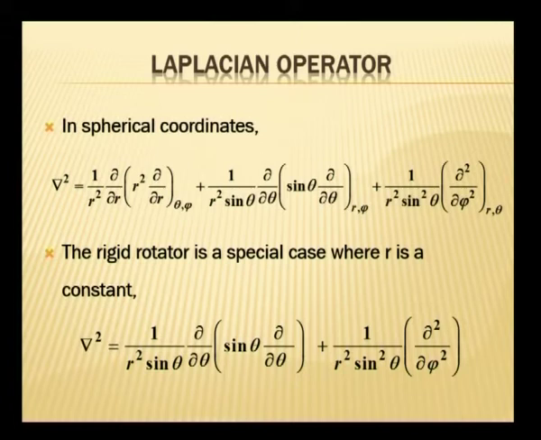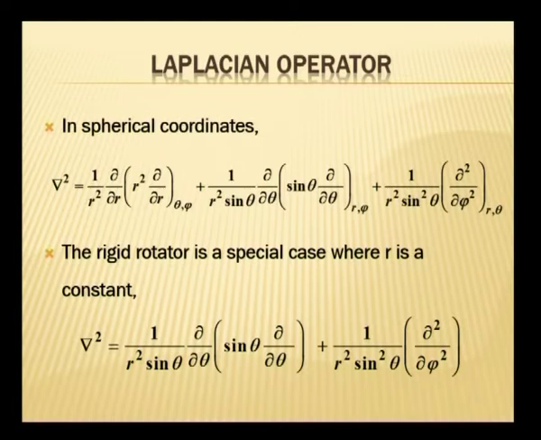To solve any problem that you come across in quantum mechanics, you usually express del square in terms of spherical coordinates rather than rectangular coordinates. Therefore, you have del square as 1 by r square dou by dou r of r square multiplied by dou by dou r, plus 1 by r square sin theta into dou by dou theta of sin theta multiplied by dou by dou theta, plus 1 by r square sin square theta dou square by dou phi square. This particular thing you have already seen in the hydrogen atom problem.